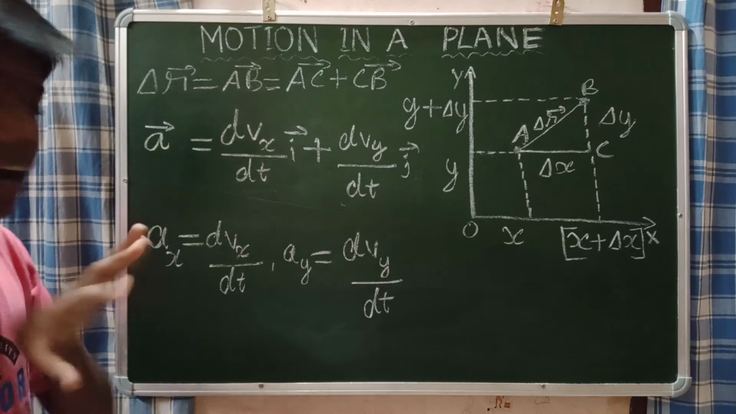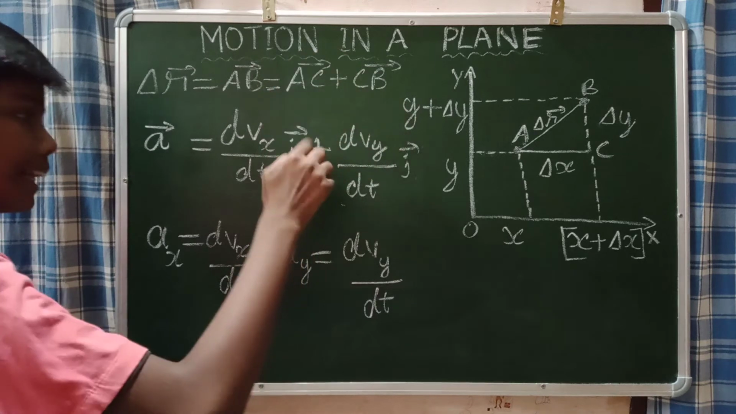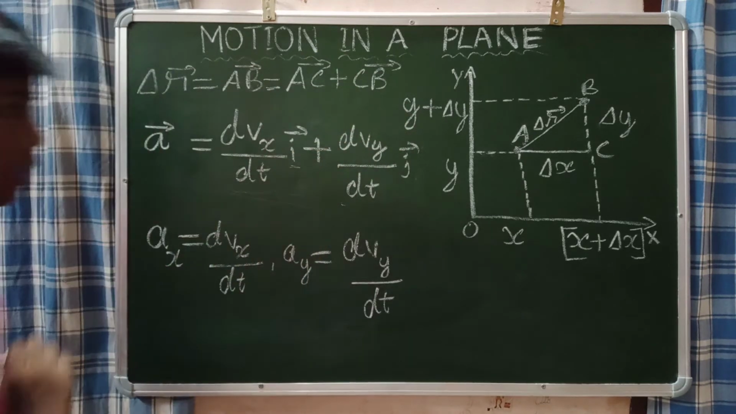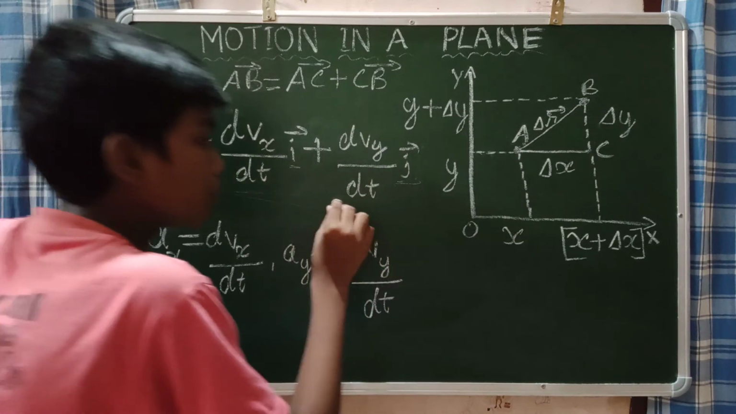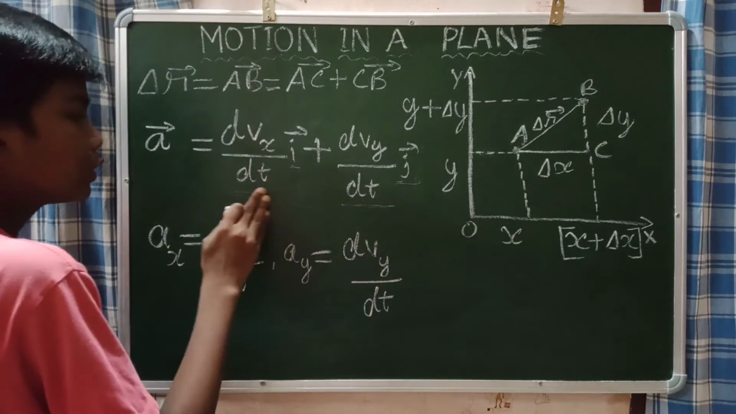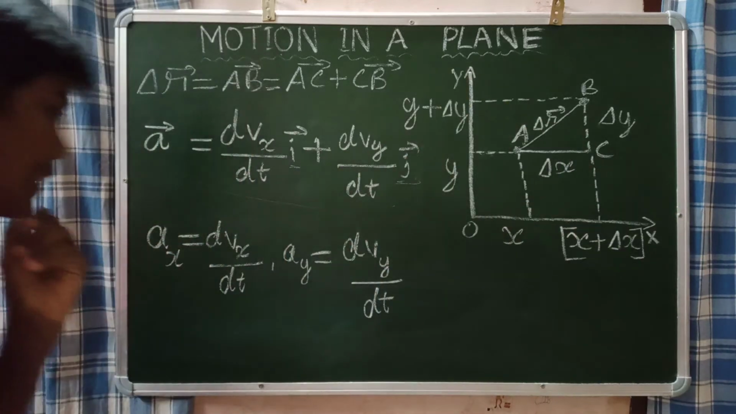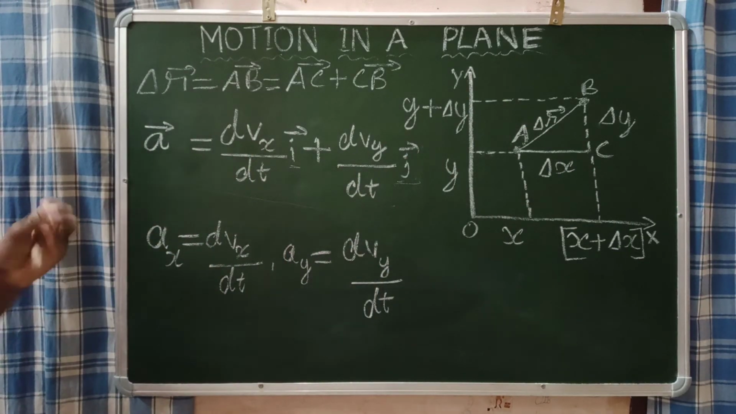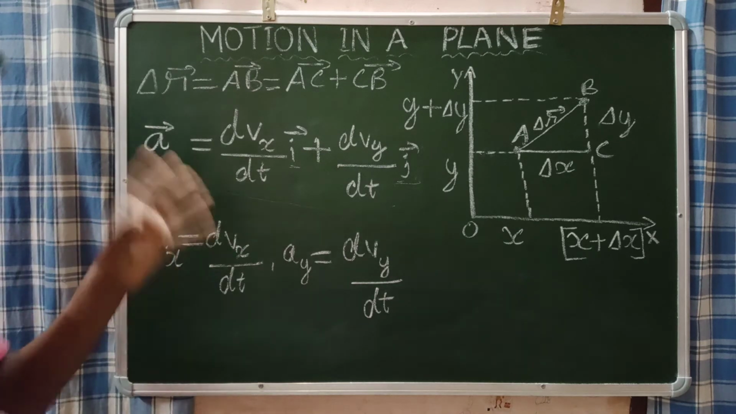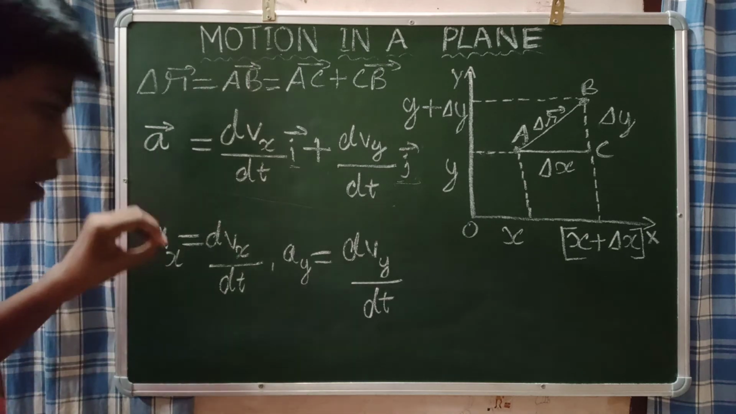I told you a trick, na. Wherever you see the i unit vector, you can say that this is the x-axis component. Wherever you see the j unit vector, you can say that this is the y component. That is the concept we are using. That simple trick only I am using here. That is why I am saying this x and y component. So remember, the x component of acceleration is equal to dvx divided by dt. The y component of acceleration is equal to dvy divided by dt. Okay, remember these things.